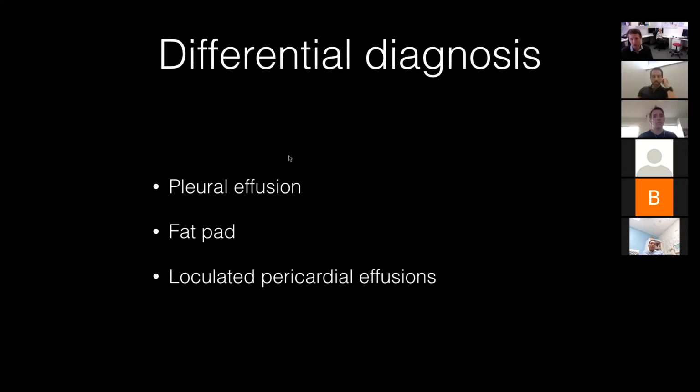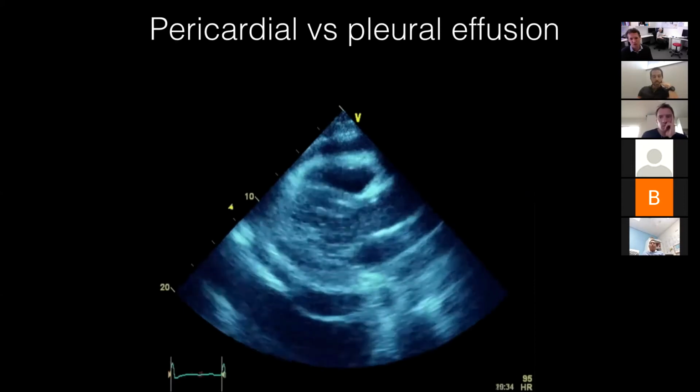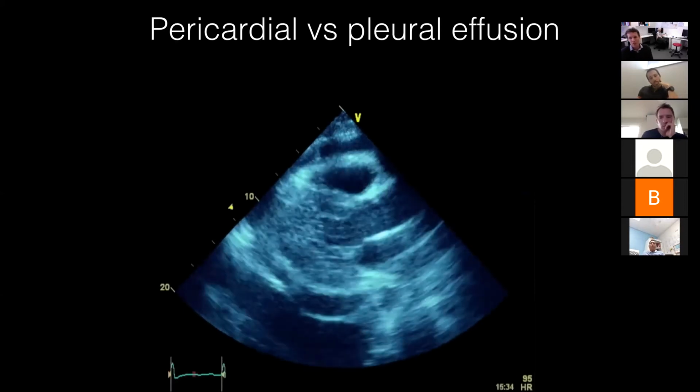Let's start with the differential diagnosis, though, because it's important that we're not saying someone's got a pericardial effusion when in fact they've got a pleural effusion or a fat pad, and that we don't miss pericardial effusions because we're not looking for them. So particularly if someone's in a shock state post-cardiac surgery, we've got to go looking for localized pericardial effusions. I'll show you a couple of examples.